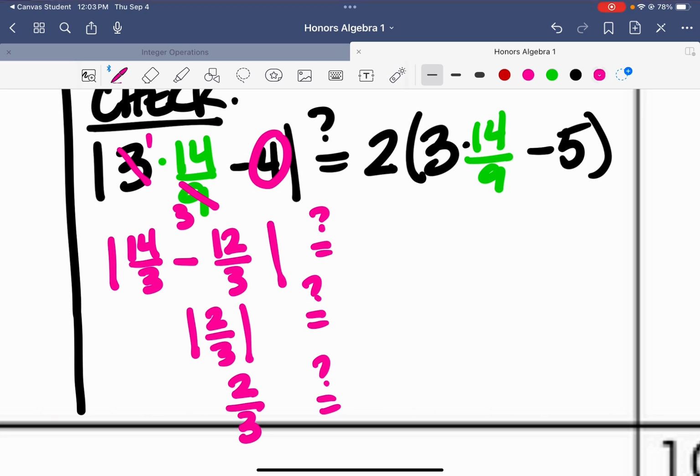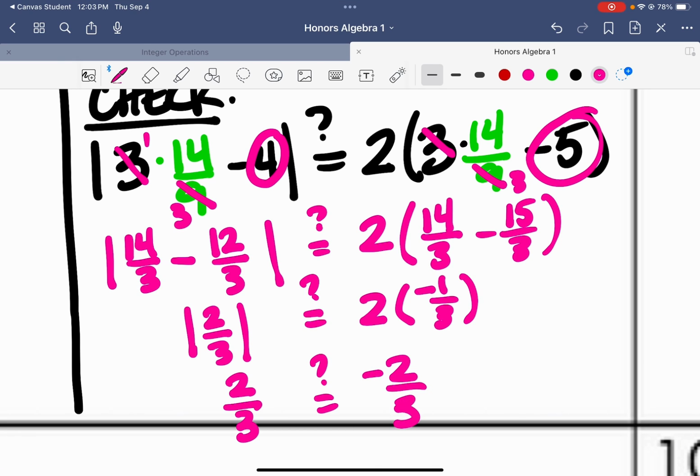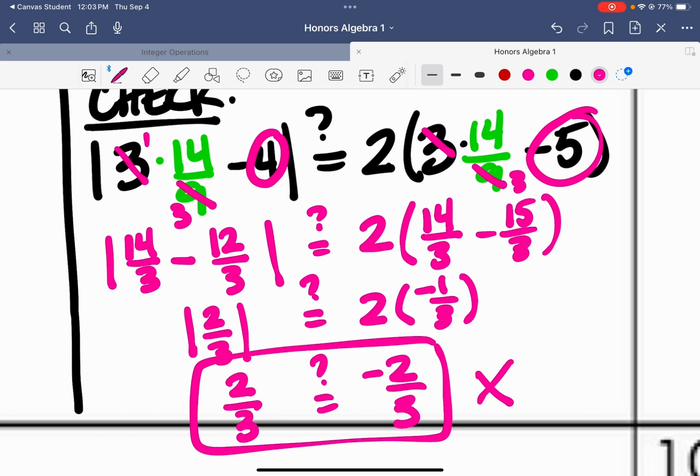All right. This is also going to be 14 thirds. So this is 2 times, this is going to be 14 thirds. And now I'm going to change this to have 15 thirds. This is 2 times, that's going to be a negative 1/3. And what I have here is negative 2/3. Do you see how these two are not the same? That's a no-go. So this is what we would call one of the extraneous solutions.